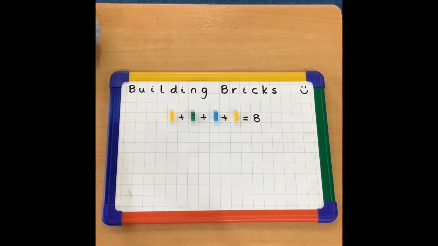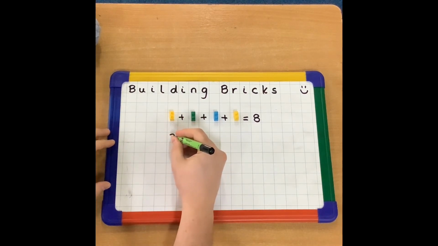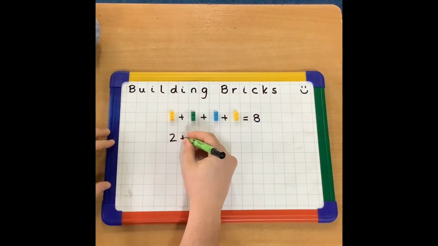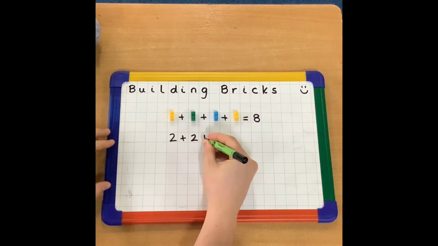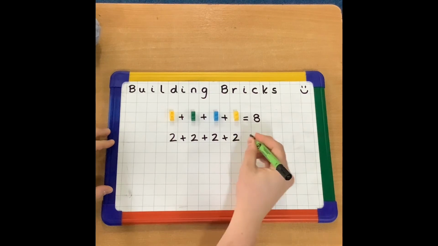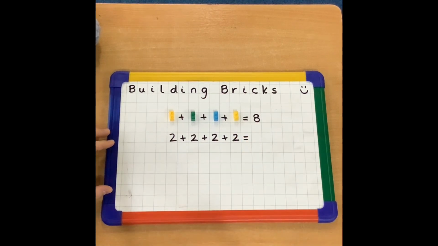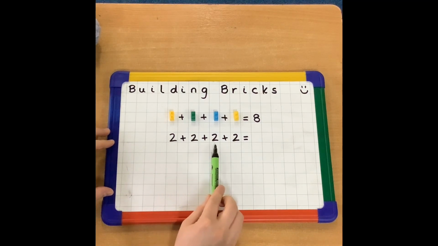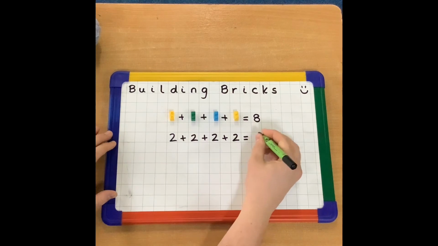And then what we're going to do is write it down using our numbers. We go 2 plus 2 plus 2 plus 2 equals, I think it equals the same. Let's just try with our counting. 2, 4, 6, 8. It does.